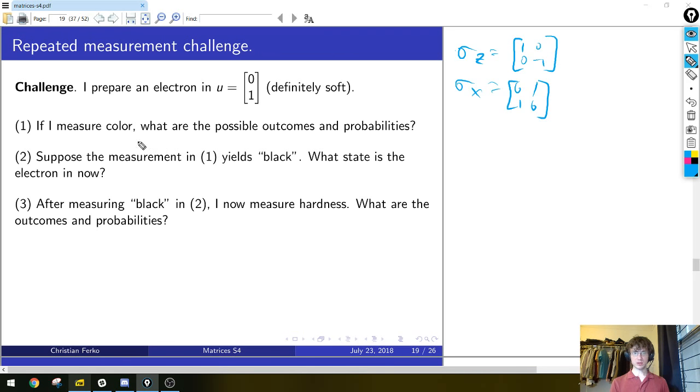So if I measure color, remember, color is associated with sigma x, and the two eigenvectors of sigma x are, well, I should normalize, 1 over root 2, 1, 1, and 1 over root 2, 1 minus 1. I will ask you, if I measure color in the state of definite softness, what are the possible outcomes and their probabilities?